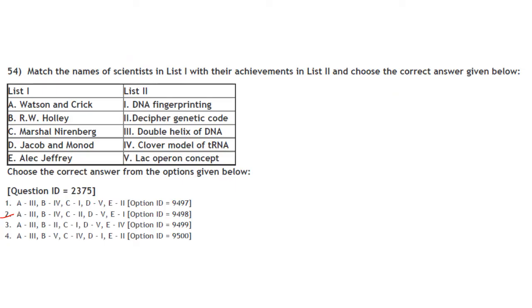Then match the name of the scientist in list 1 with their achievements in list 2 and choose the correct answer given below. So Watson and Crick are for double helix of the DNA. R.W. Holley is for clover leaf model of tRNA. Nirenberg is for deciphering the genetic code. Jacob and Monod for lac operon concept, and Alec Jeffreys is for DNA fingerprinting. So the answer here is option 2, that is A3, B4, C2, D5, E1.